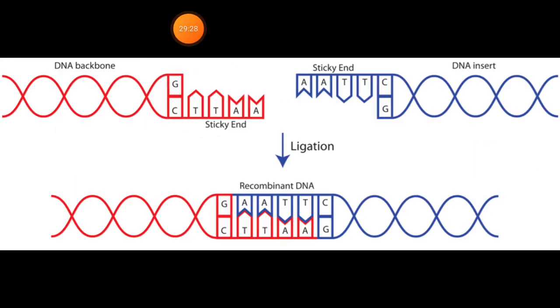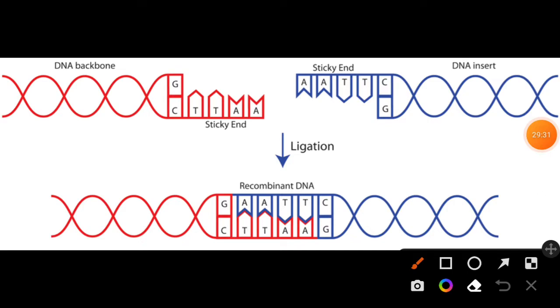So as you can see here, there is a DNA backbone present, right? There is a DNA backbone and there is a sticky end. Why am I going to discuss sticky end and blunt end in the restriction nuclease video? So what does it do?